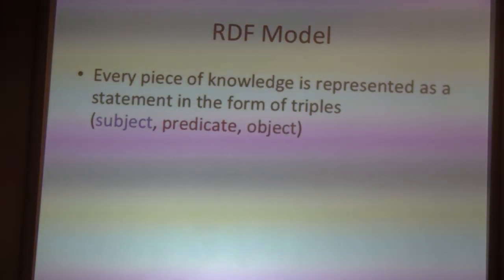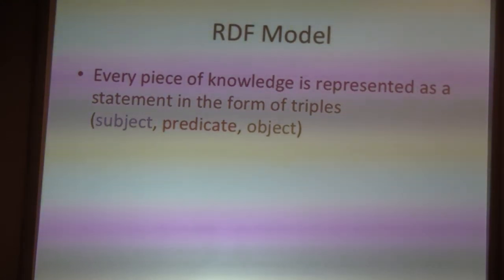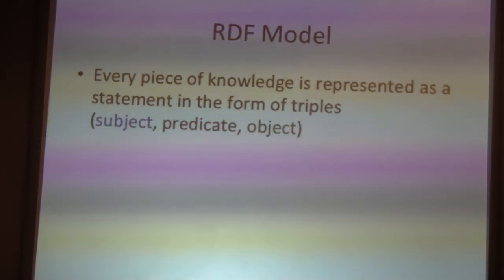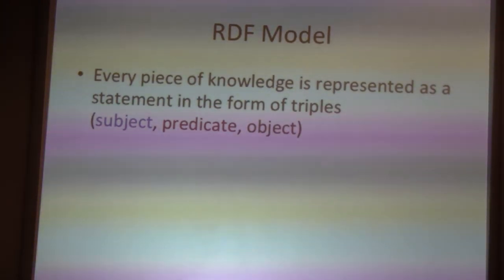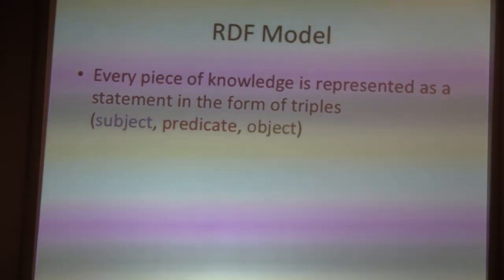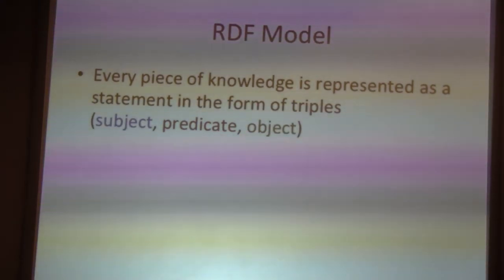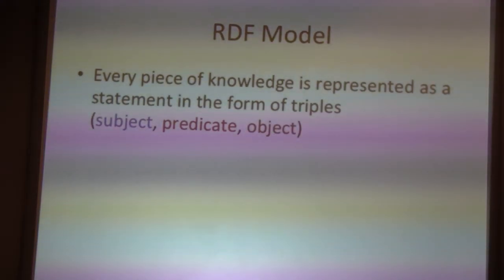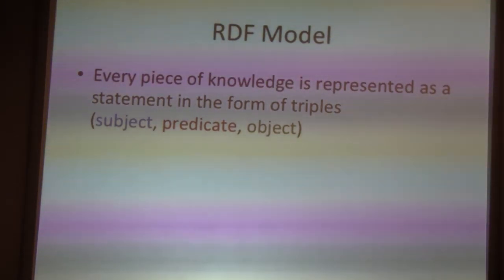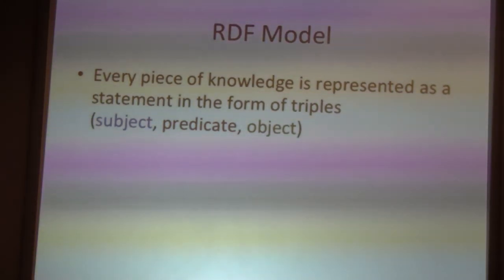So that is a sentence, right? Simply, it is in natural language. We can transform that and express that sentence in RDF triples: the subject, predicate, and object. In the sentence, the subject of the sentence will be the subject of the triple, the verb will be mapped to the predicate, and the object will be mapped to the object. So they are quite similar, right?